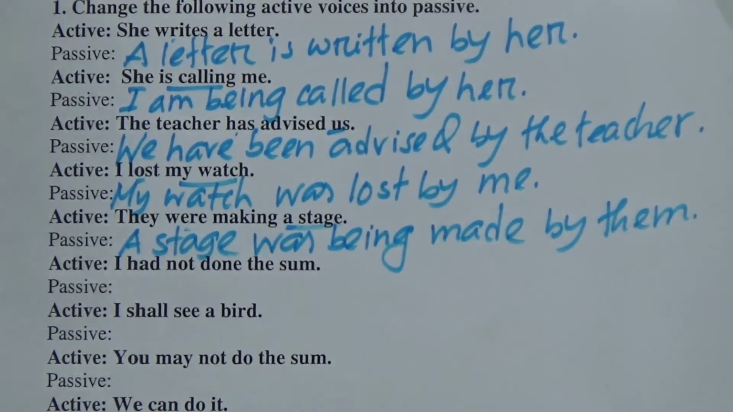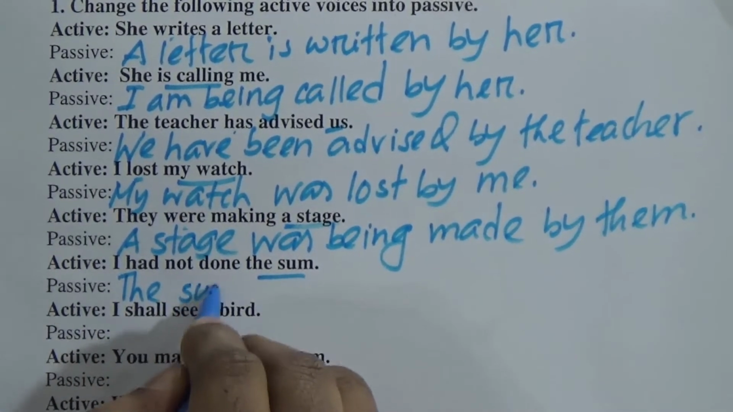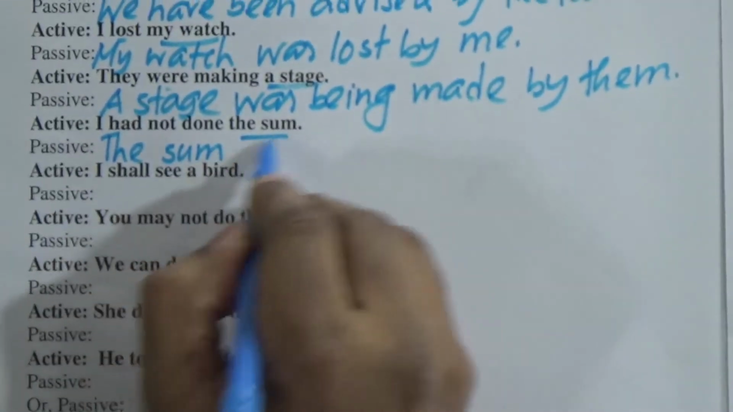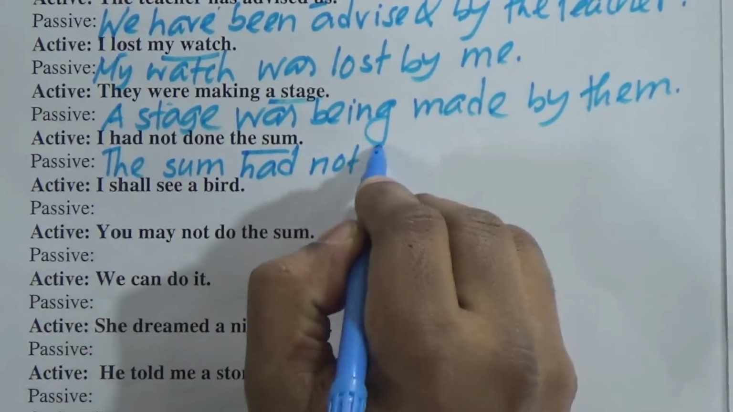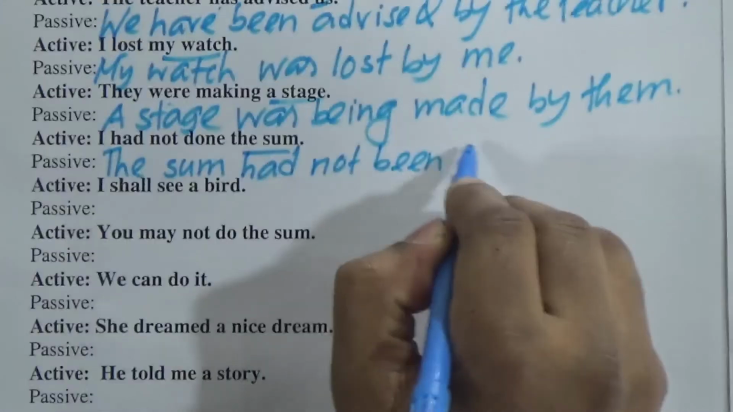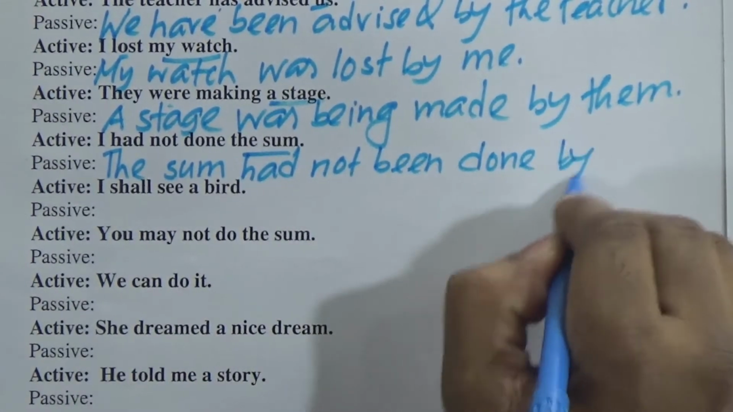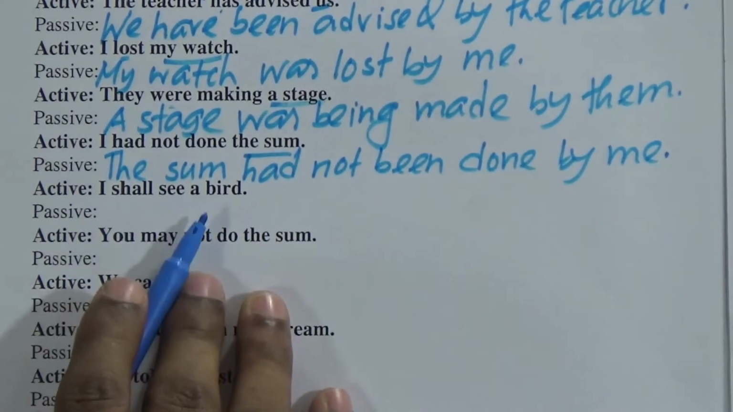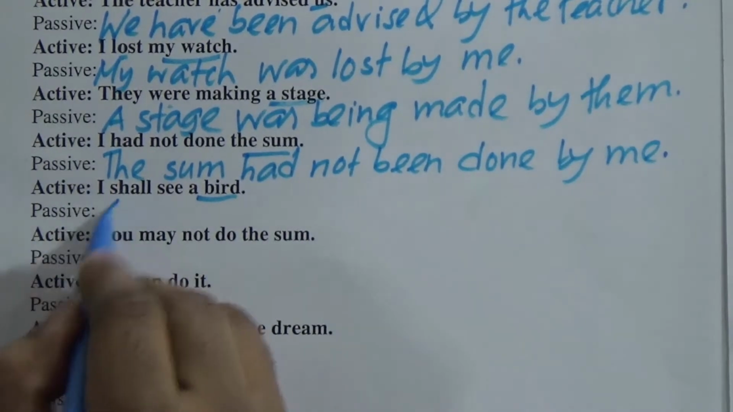I had done the sum. The sum here is the object. This will be the subject: the sum, and had done is past perfect tense. So we have to use the auxiliary verb had been, and then the past participle of the verb, done, by I will be me at the end. I shall see a bird. A bird here is the object. You have to make it the subject. So a bird.